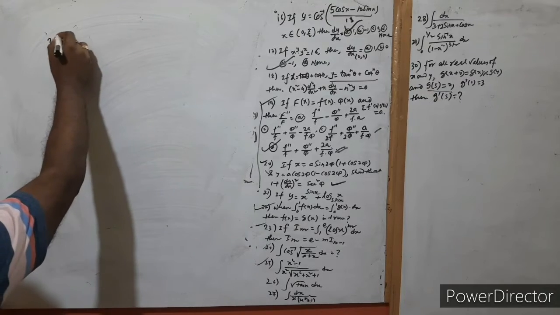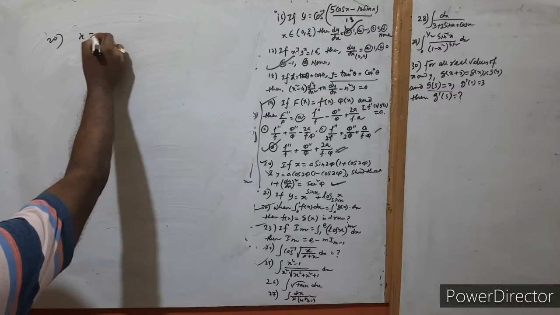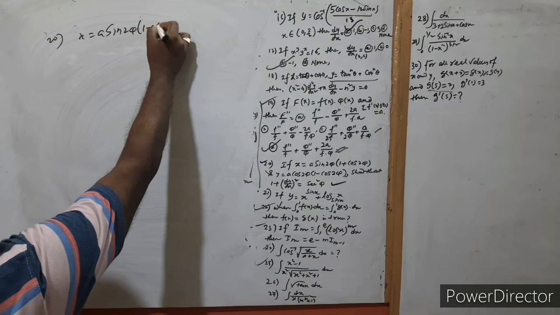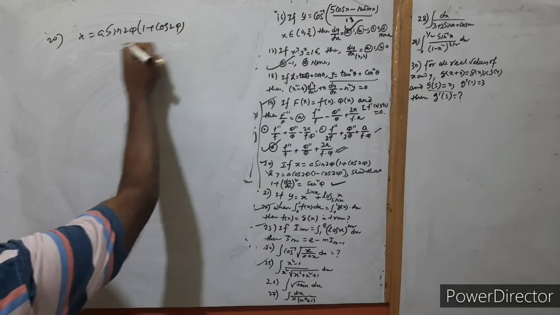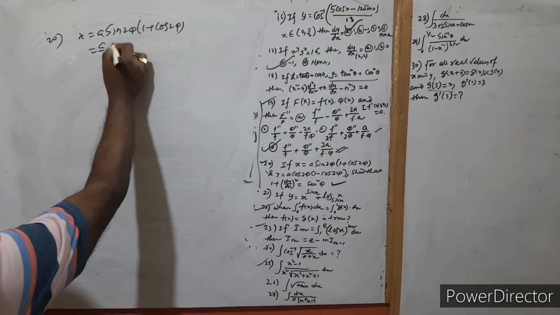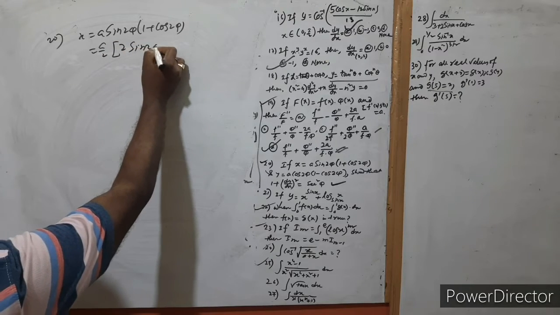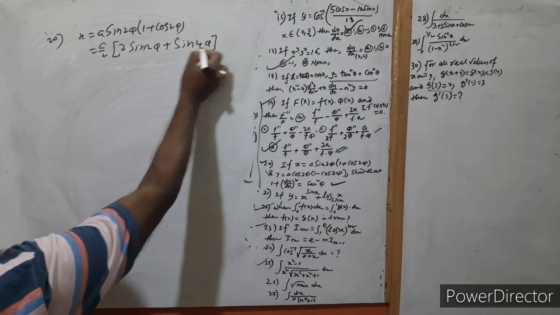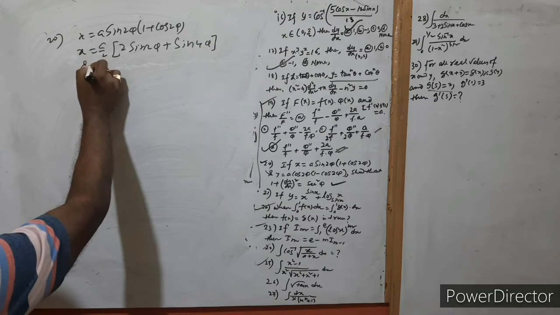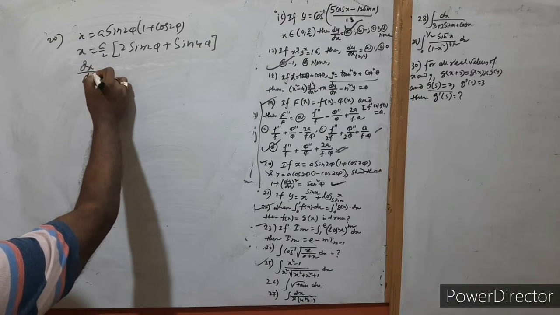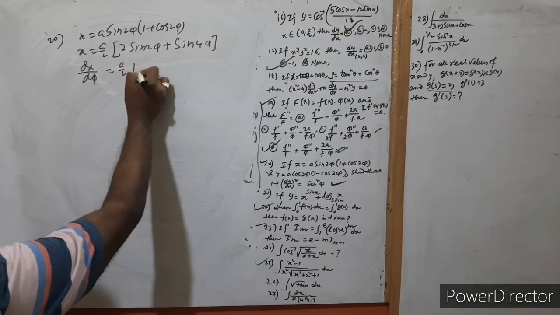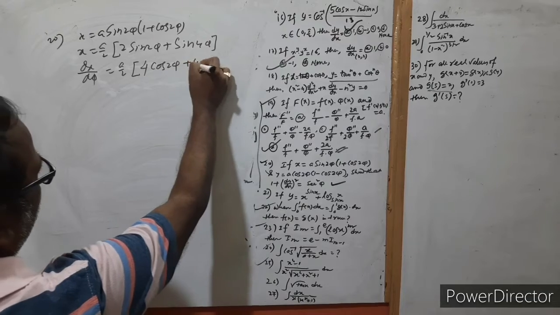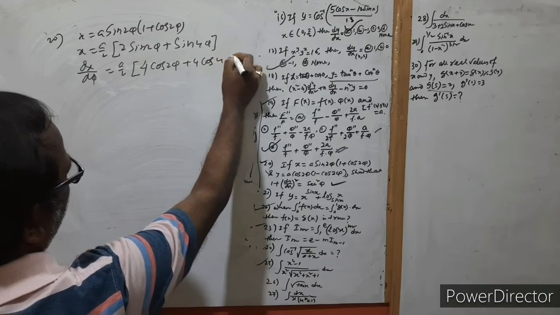Now question 20. x is equal to a sine 2 phi and 1 plus cos 2 phi, which is a by 2 times 2 sine 2 phi plus sine 4 phi. Apply the multiple angle rule. And dx by d phi is equal to a by 2 times 4 cos 2 phi plus 4 cos 4 phi.